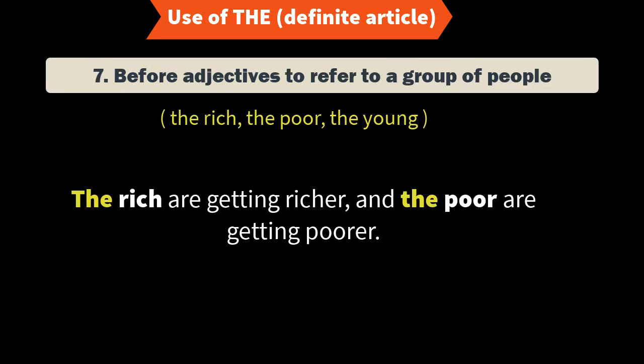Simple, right? Next rule. The is used before an adjective to refer to a group of people that belong to a category. So the rich, the poor, the young, right? When I say the rich, I refer to rich people. The poor, poor people. The young, young people. Look at this example. The rich are getting richer and the poor are getting poorer. So the rich means rich people are getting richer and the poor means poor people are getting poorer. Alright? So you can use the before an adjective and refer to a group of people.